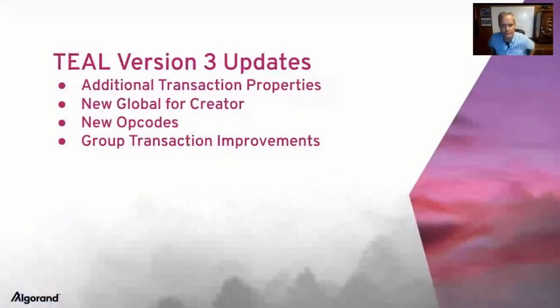Okay, so now I'll step into the TEAL 3 updates. The primary thing we're adding in TEAL 3 is that we built a lot of improvements for tool builders, and I'll be covering some of those and explaining what they mean. Primarily, we've added some additional transaction properties, and we have a whole set of new opcodes that I want to explain. And we have an improved way of dealing with group transactions that allows you to do some indirection, so you don't have to hard code so many things in the actual smart contract.